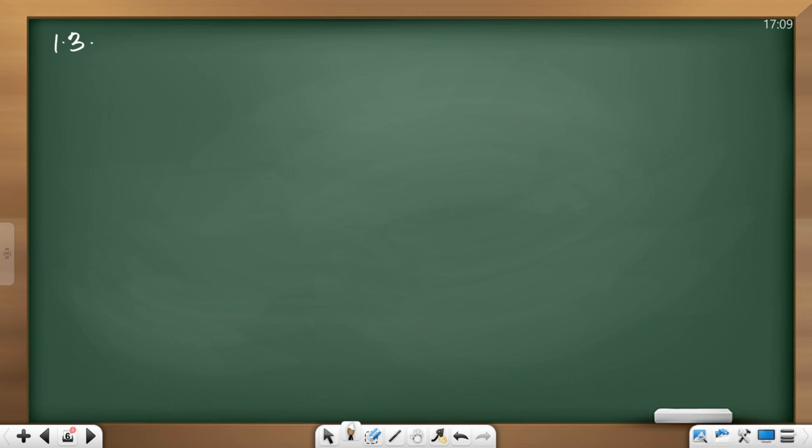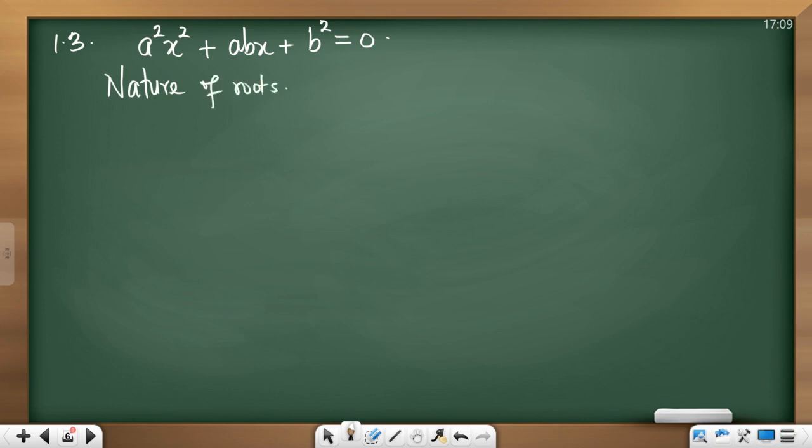It says that given that we have x squared plus abx plus b squared equals 0. All right, so this is what we have. Oh, it's a quadratic. It says show that for all values of a and b the roots are non-real. Okay, beautiful. This is talking about nature of roots. All right, nature of roots.